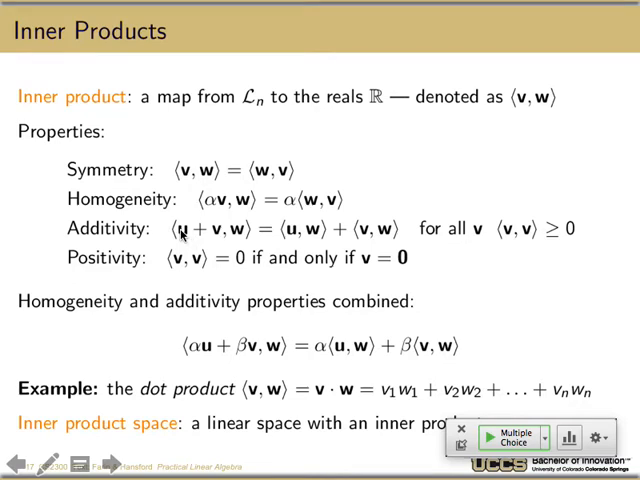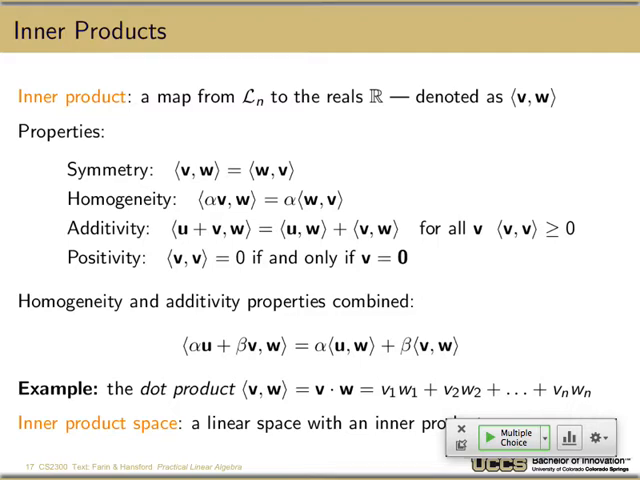The additivity property says that if I take an element and I add u and v and do the inner product with w, that's the same as doing the inner product of u and w added to the inner product of v and w. And you can sort of see that this gives it some very linear-like properties because I can multiply them by scalars, I can add them, and the inner product behaves properly as a linear operator across those. And the final one is positivity, which is an added constraint that says that the inner product of a vector with itself is 0 if and only if the vector is 0.